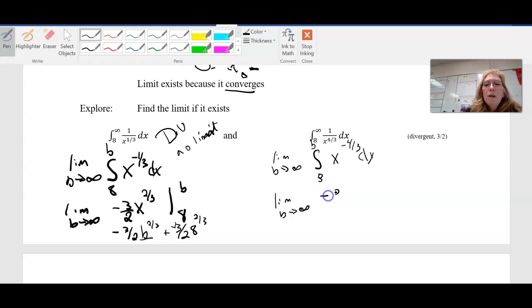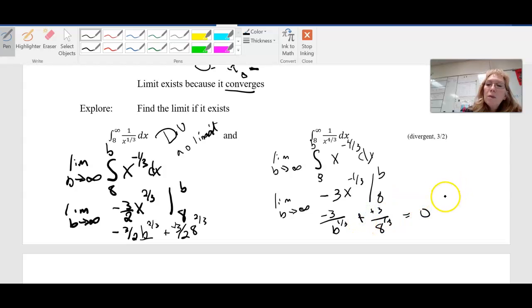So this is negative 3 x to the negative 1/3, all from 8 to b. So this is negative 3 over b to the 1/3 power minus negative 3 over 8 to the 1/3 power. As b approaches infinity, this thing gets smaller and smaller, so this approaches 0. So this is equal to 0 minus a negative, which is plus 3. Cube root of 8 is 2. So our answer is 3/2.